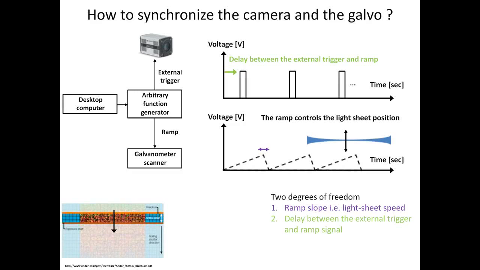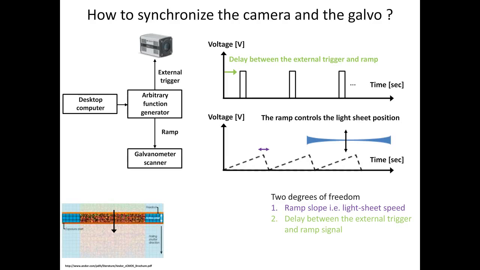So how do you synchronize it? I'm going to take 2 minutes for the people who actually want to build a light sheet, especially since it's not clear from the literature. I'm going to explain how I actually do it. You have the desktop computer, and it controls an arbitrary function generator. The arbitrary function generator outputs an external trigger to the camera. An external trigger is just a series of pulses, where when the camera is given one pulse, it integrates only one image.